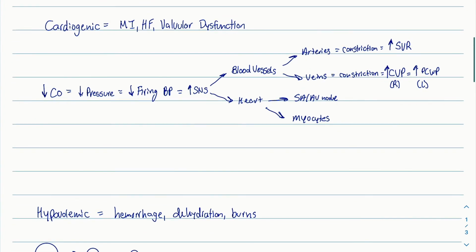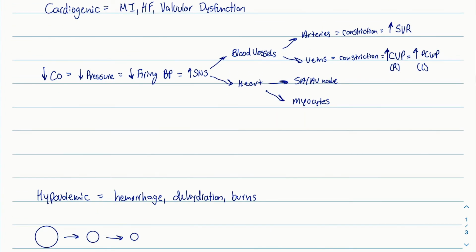So upon beta stimulation of these different nodes, we're going to have an increase in the heart rate, and when we stimulate the myocytes, we're going to have an increase in contractility. We're going to have an increase in heart rate and contractility.